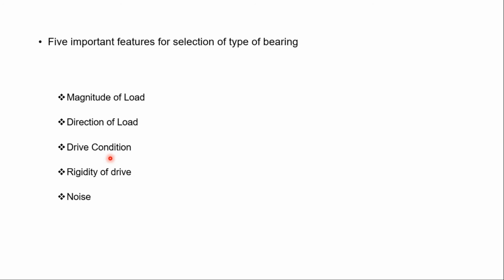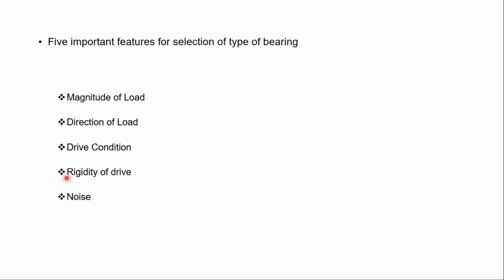Next is drive condition. Drive condition means in which condition our bearing is going to work. For example, if we want to use a bearing in a car, then we have to take into consideration the road surface conditions. If it is a very rough surface, then there will be up and down movements of wheels, and in wheels bearings will be fitted. So at that time we have to select self-aligning bearing or roller bearing. So that is the condition of drive.